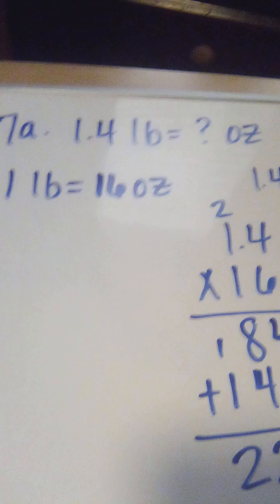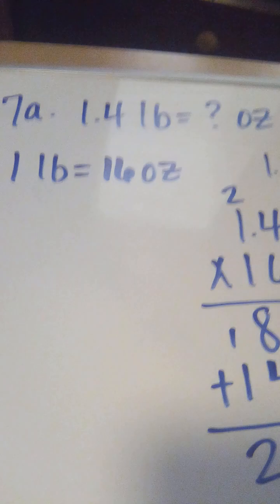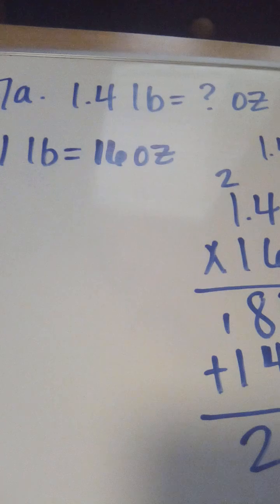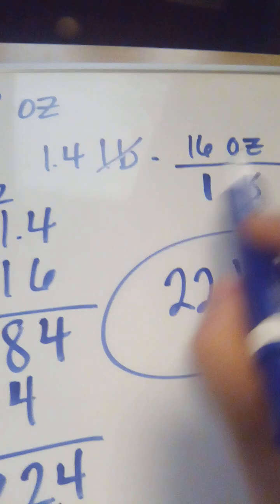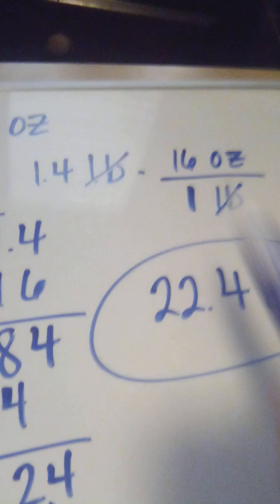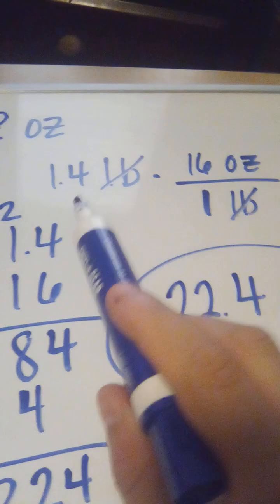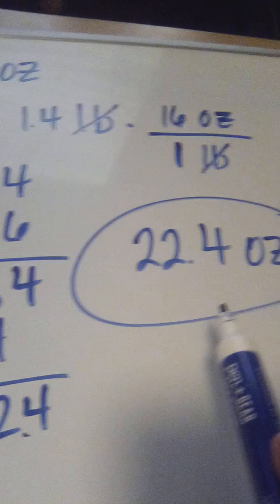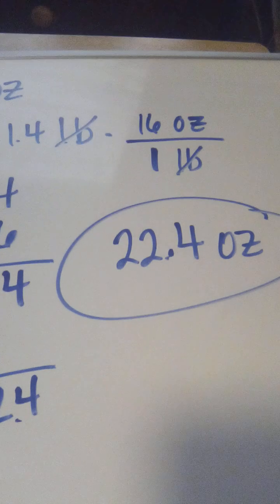Always don't forget to put your units. You're converting pounds to ounces. 1 pound equals 16 ounces. Once you figure out how many ounces are in a pound, you start converting. And then 1.4 pounds times 16 ounces over 1 pound. Cross out the pounds, and you simply multiply 1.4 times 16, and you get 22.4. Any questions on 7A? All right. Last problem for this short session.